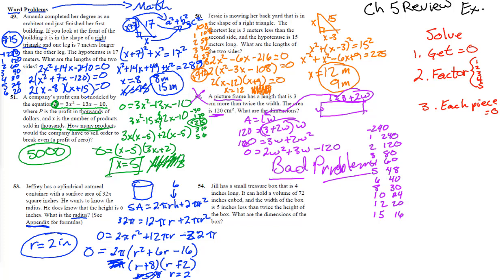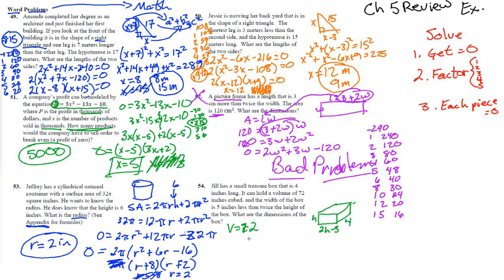All right, last one. Jill has a small treasure box. So it's a box. Let's draw a box here. There we go. And it can hold a volume of 72 inches cubed. And the width of the box is 5 inches less than twice the height. So if this is h, this is 2h minus 5. And let me see. Oh, it's 4 inches long.